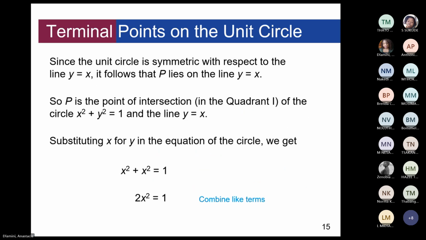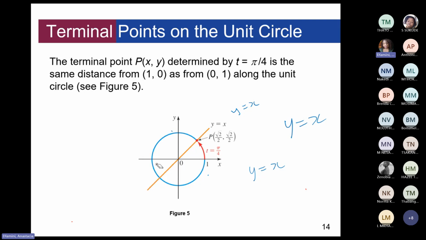Now they say since the unit circle is symmetric with respect to the line y is equal to x, it follows that P lies on the line y is equal to x. So P is the point of intersection in the quadrant. They're showing that point P is a point of intersection of the red circle and this line. Do you see that? So P and our unit circle are intersecting.